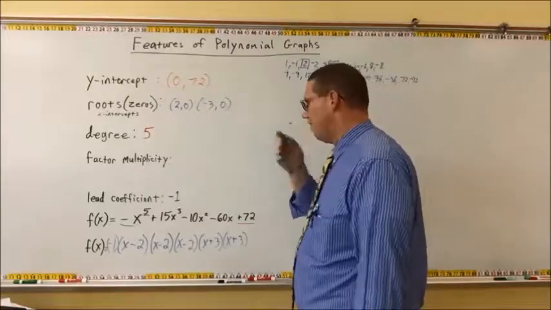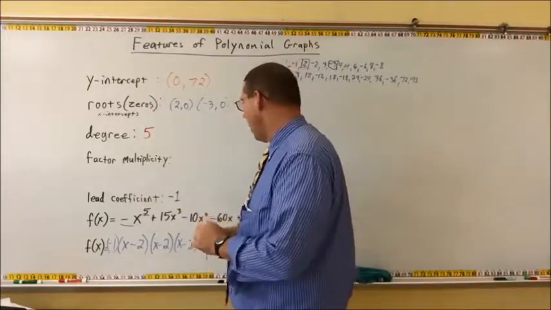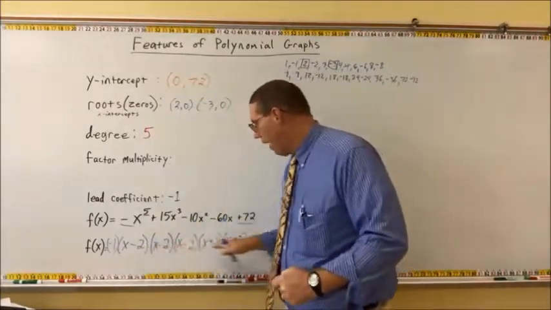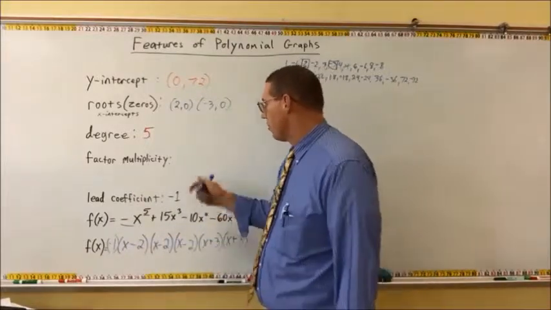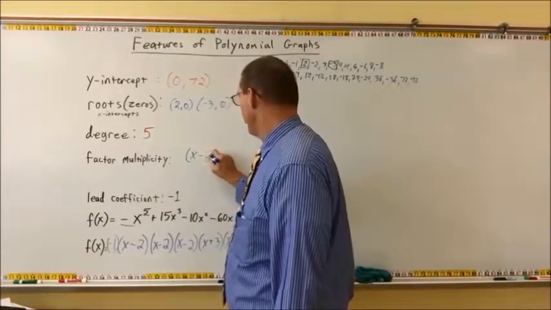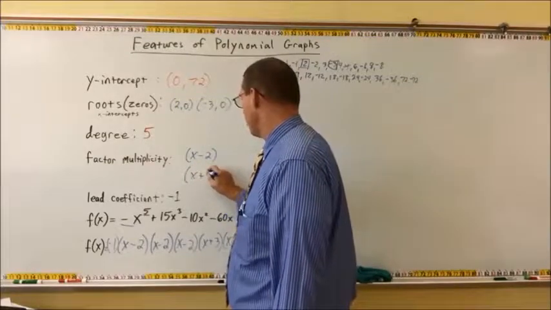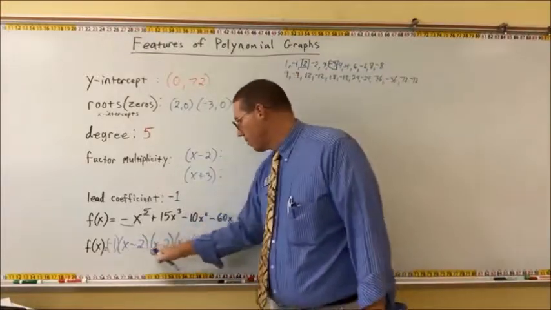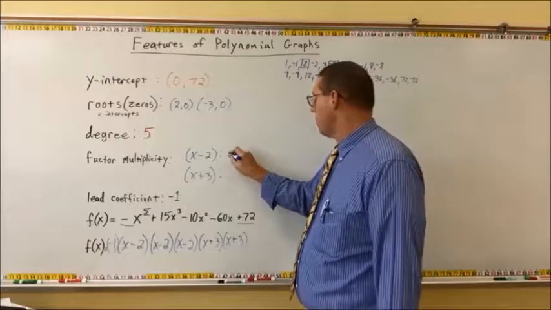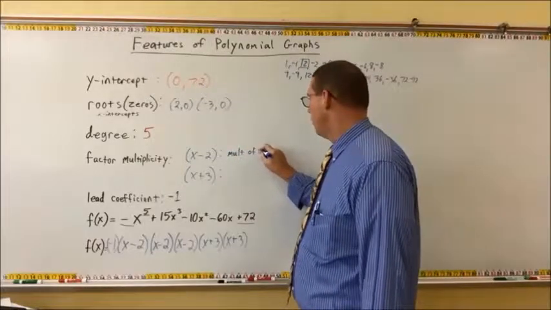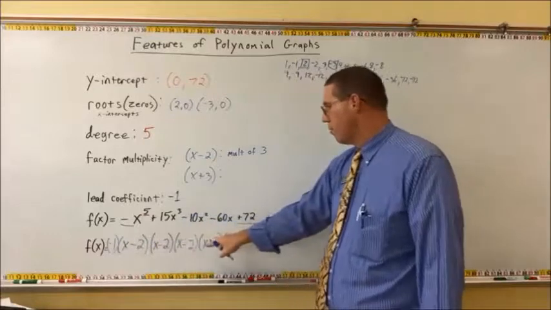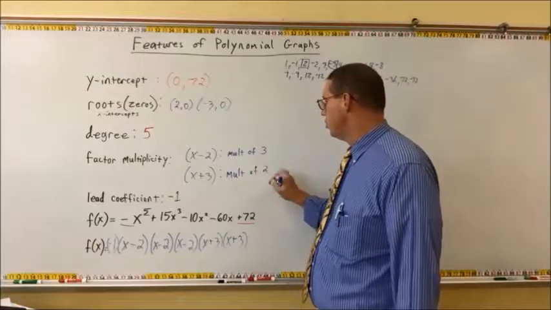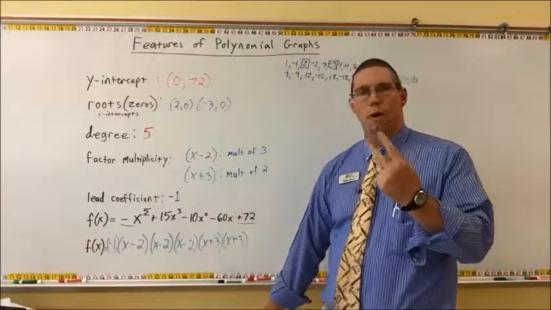Now we're going to go to factor multiplicity. How many factors do we have? Well, we have 5 factors, but really we only have 2 distinct factors. We have x minus 2 and we have x plus 3. And here's the thing. How many times does x minus 2 show up? Well, it has a multiplicity of 3 because there are 3 x minus 2's. How many times does x plus 3 show up? It has a multiplicity of 2. It shows up twice. Okay?